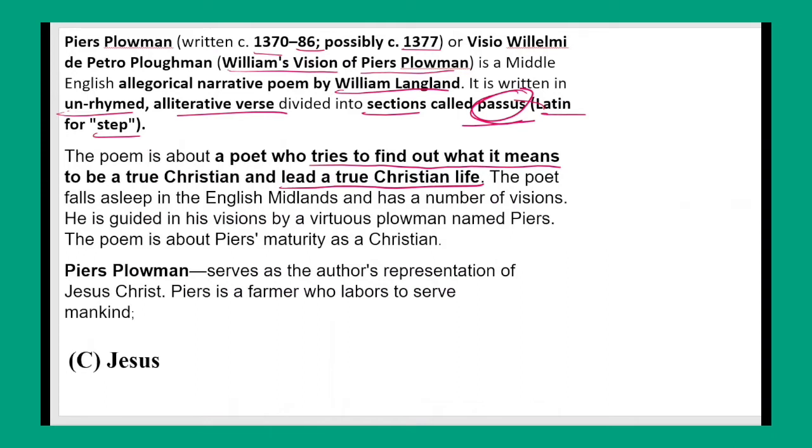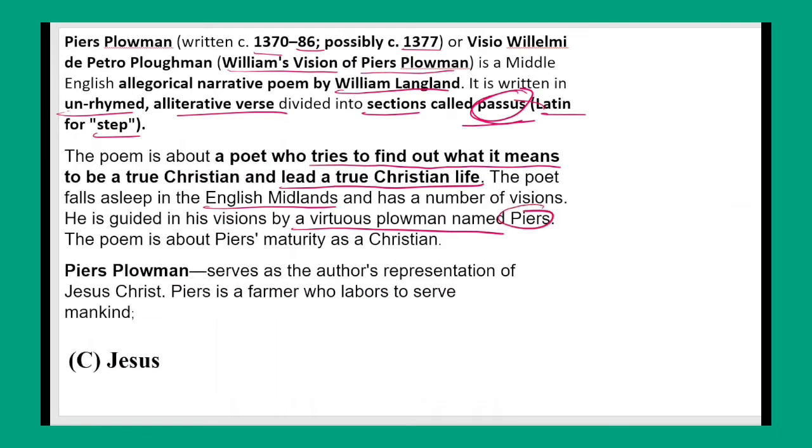The poet falls asleep in the English Midlands. Here he is going to sleep. So he has a number of visions. So suddenly, उन्हें बहुत सारे सपने आ जाते हैं. He is guided in his vision by the figure of a plowman. In his dream, he finds that he is guided by Piers the plowman.